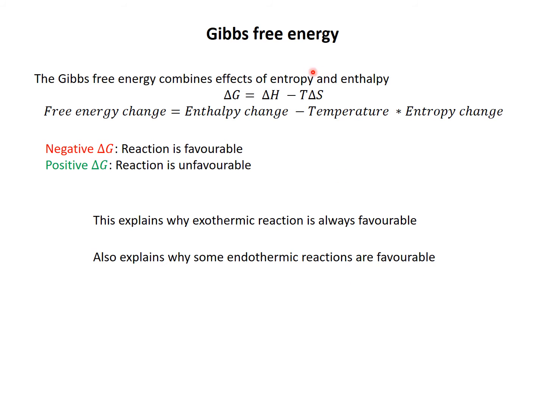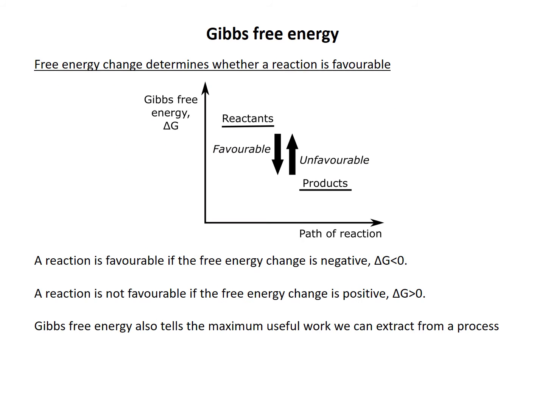Provided that the change in entropy is big enough, something positive minus a bigger value will still give us a negative delta G. And therefore, some endothermic reactions can happen, provided that the change in entropy is positive and big enough. Okay, again, as I mentioned, when the products have a lower energy level than the reactants, the delta G is negative and that reaction is favorable. And when the products have a higher energy level than the reactants, delta G becomes positive and the reaction is unfavorable.